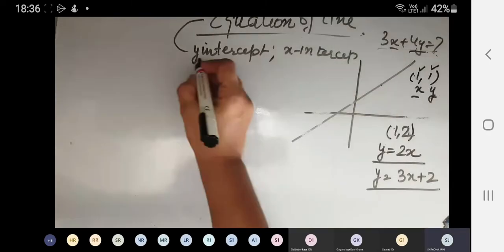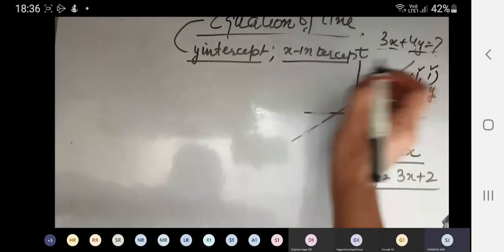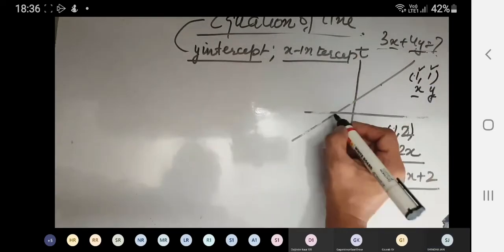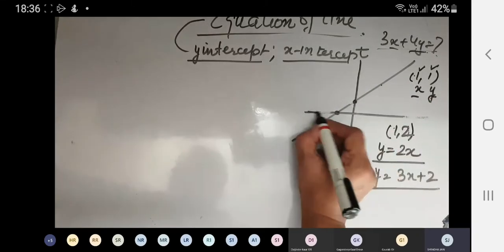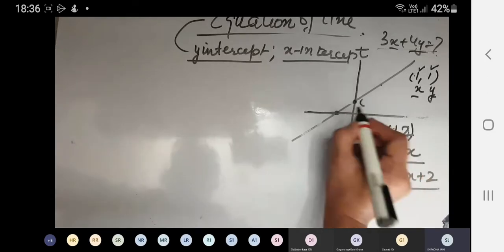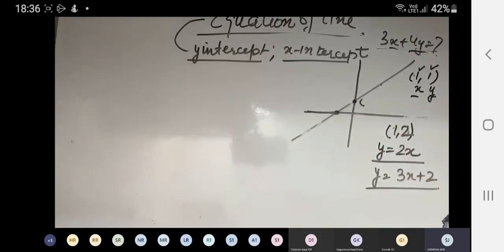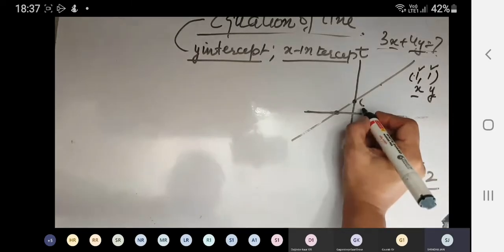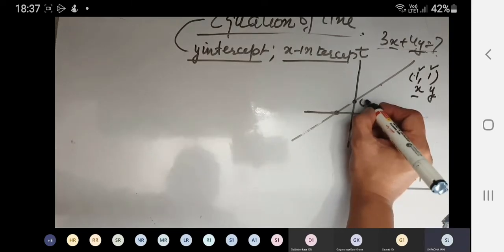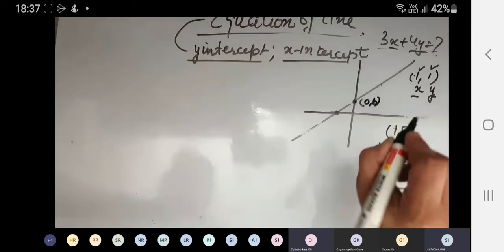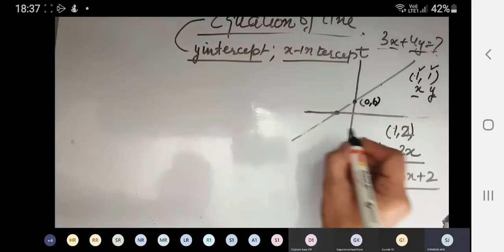What is y-intercept and x-intercept? So x-intercept means this line is cutting the x-axis and y-axis. And what are the coordinates of the point where it cuts the y-axis? Can you answer? Where it cuts the y-axis? Anyone? 0, y, or generally we take b. And what about this?